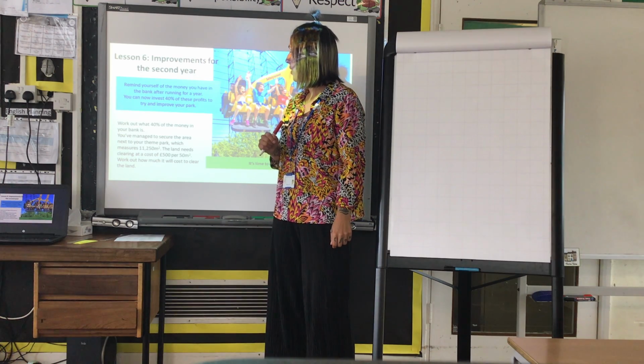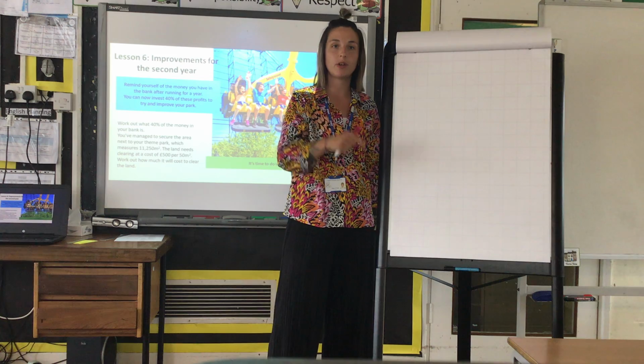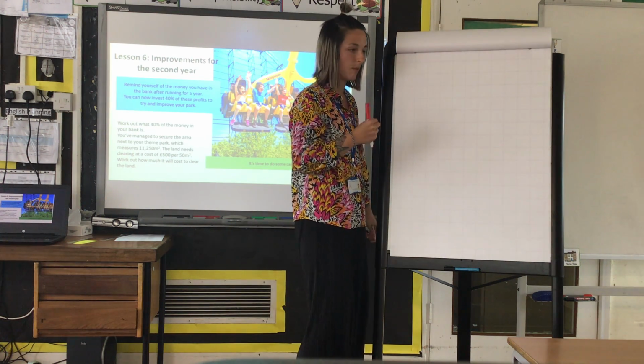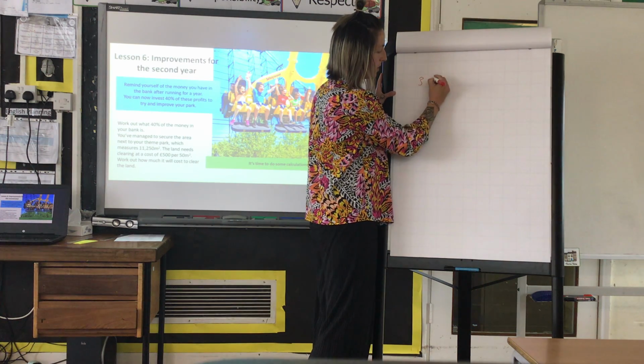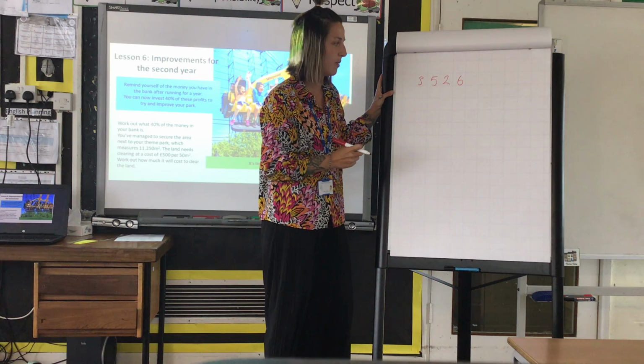Improvements for the second year. We need to find 40% of your profit, and you will find your profit from previous sheets that you worked on last week. So, numbers for me at Mr. Benner's theme park, we said 3,526, and I need to find 40% of my profit there.